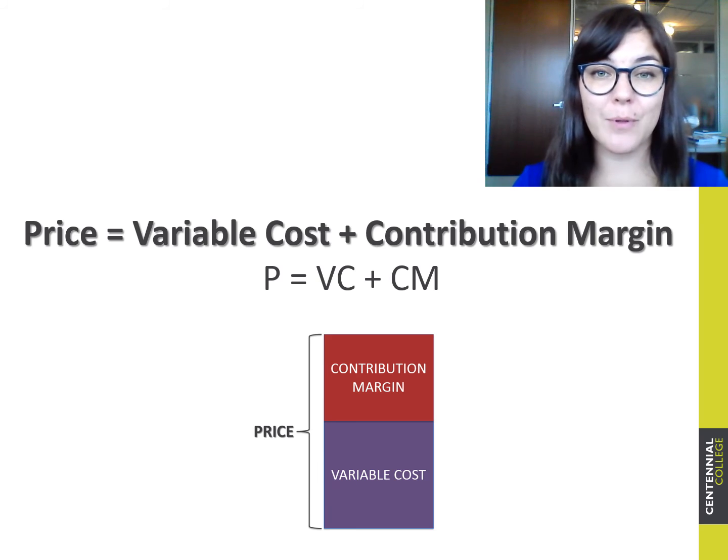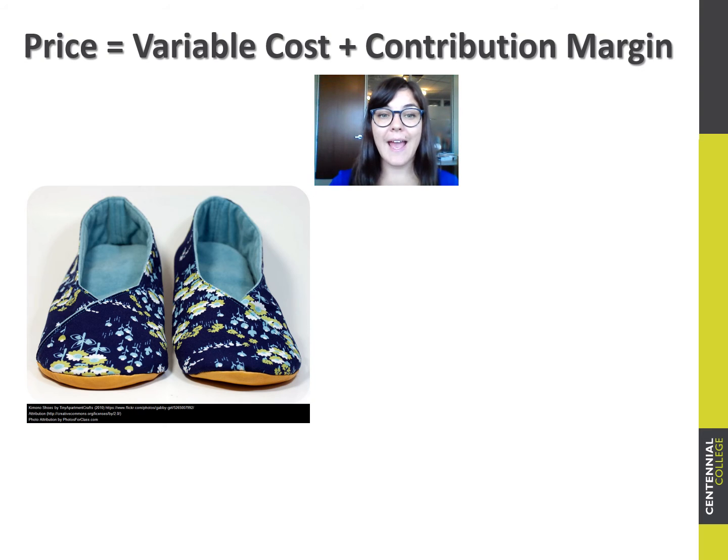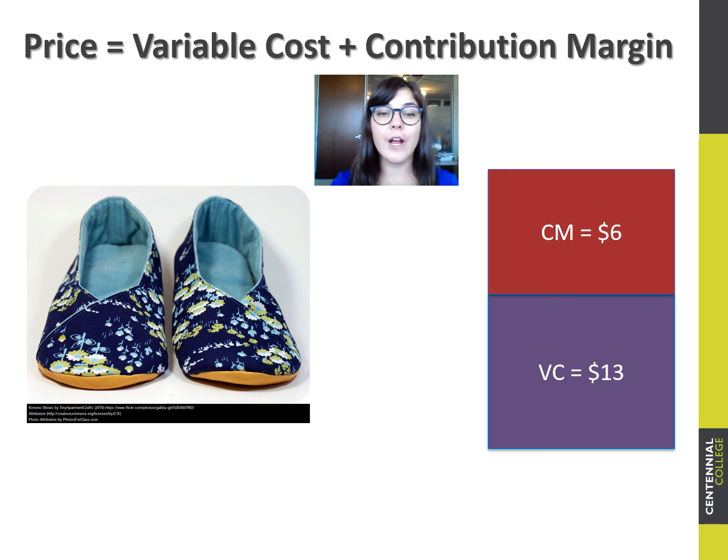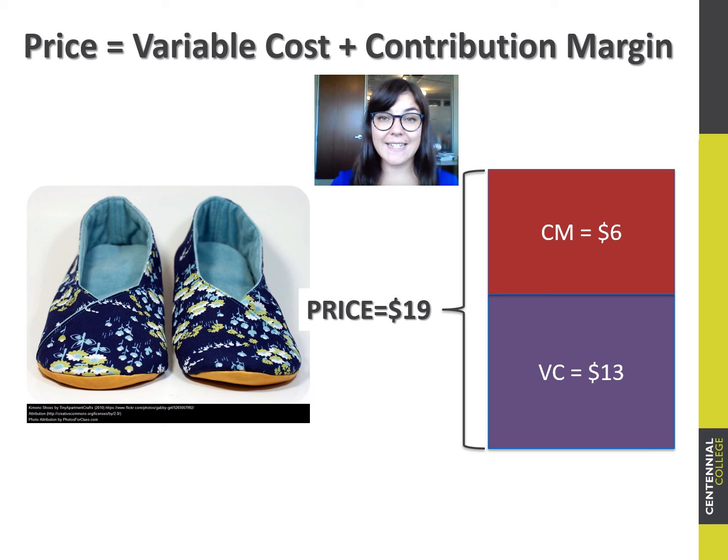Let's look at some examples. A handmade pair of slippers costs $13 to make. This includes the cost of wool, leather, and thread. You sell the slippers at a local market and would like to add a $6 contribution margin per pair sold. What should the price of each pair of slippers be? The answer is $19.